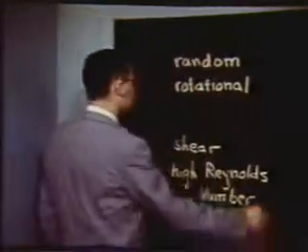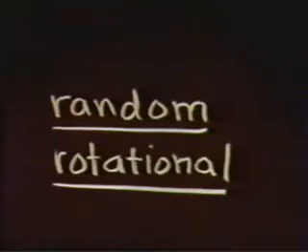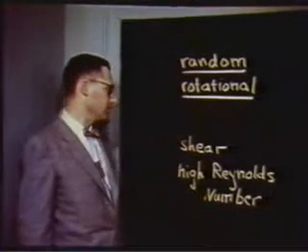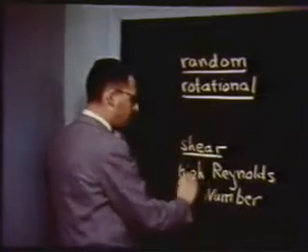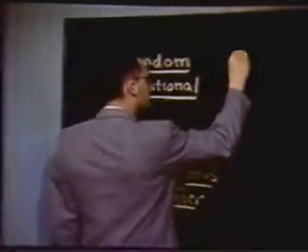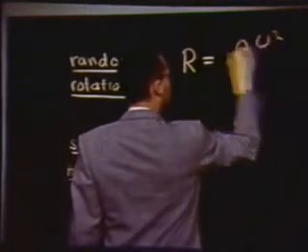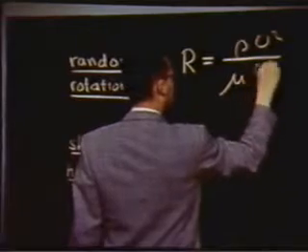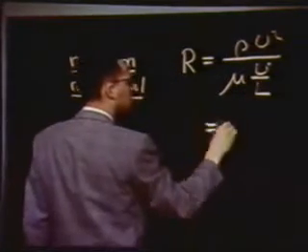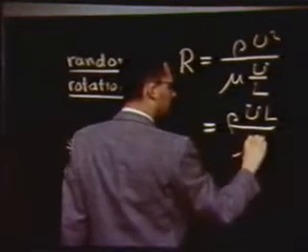I won't attempt a formal definition of turbulence. The words most characteristic of it are random and rotational. We may say that turbulent flow is a random rotational motion that's always observed to occur when fluids flow in a state of shear at sufficiently high Reynolds number. The Reynolds number, you'll recall, is the dimensionless ratio of inertial to viscous forces in a shear flow. Density, velocity, length, viscosity coefficient.